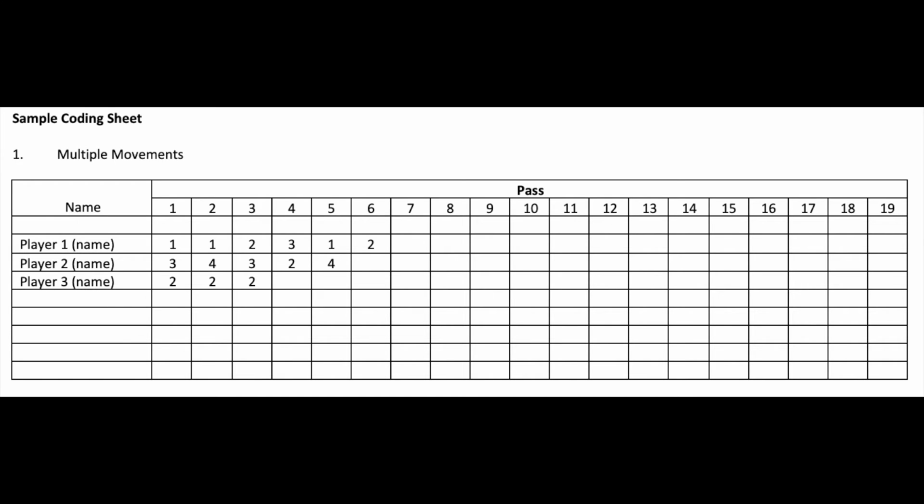Here I have a sample coding sheet that could be used to assess multiple movements of players. So you can list the players 1, 2, 3, provide their names there. And then from there, we're looking at what they do after each of their passes. So after pass 1, what do they do? After pass 2, what do they do? After pass 3, and so on. After each pass, it's just a simple number, 1, 2, 3, or 4.